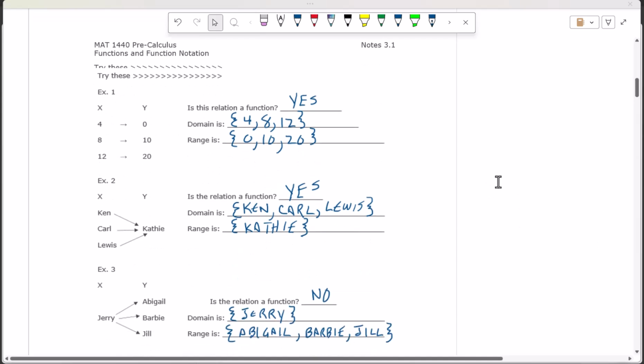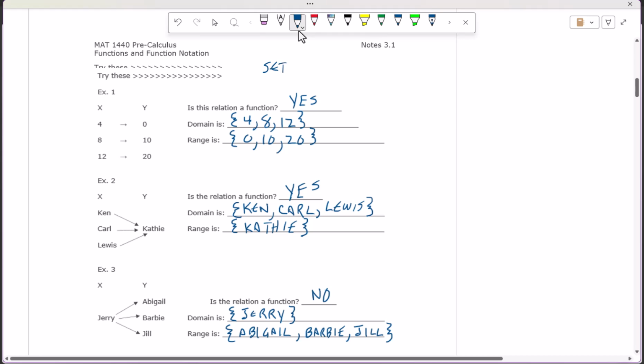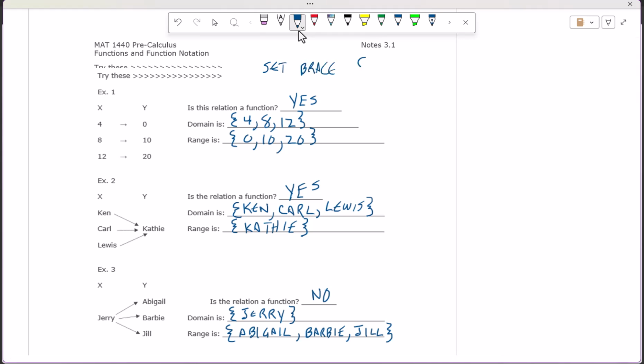Okay, so here are the answers you should have got. Example 1, this is a function. The domain is the set of all of the x values, and you just write the domain like this. The range is the set of all y values. Now what you do is you write this in a set brace. When you list out a domain and a range, you list it in braces. Okay, that's the correct way to do that.